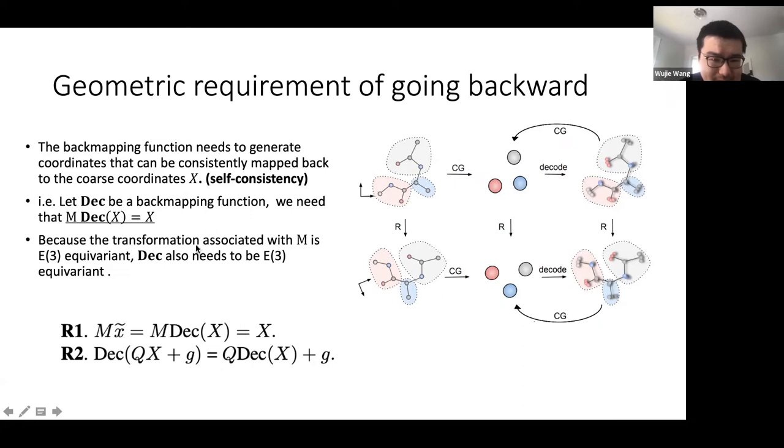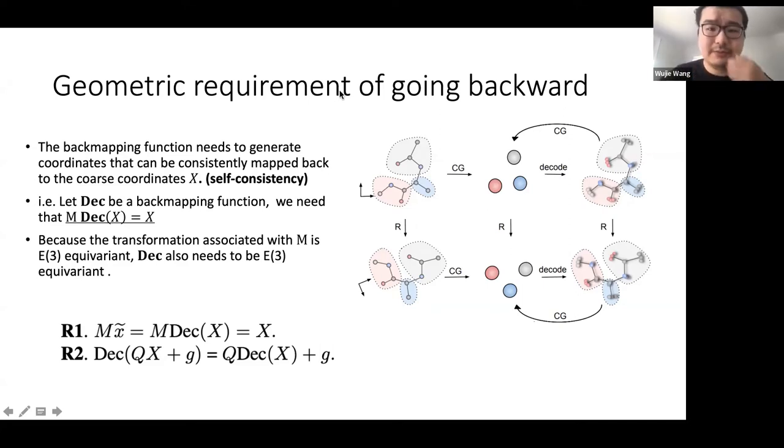You can actually easily show this with a proof by contradiction. But to say it again, because M is E3 equivariant, and we require that the backmapping decoder be self-consistent, this equivariance requirement naturally transfers to the decoder design, so that the decoder also needs to be E3 equivariant.